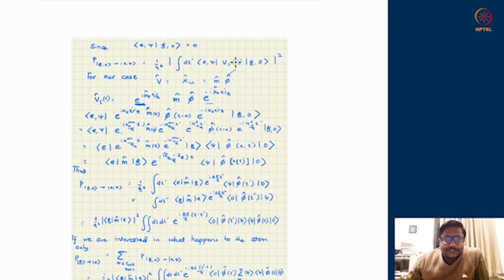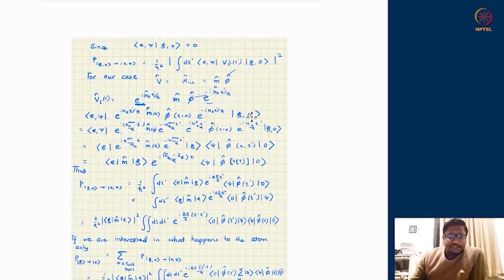So I know what is my V_I of t prime. This is just the operator interaction coupling squeezed between two unitaries, and this thing has to be evaluated. The matrix element has to be evaluated between E psi and G0. So I take the whole thing, this is the whole V_I for me, and squeeze it between E psi and G0.